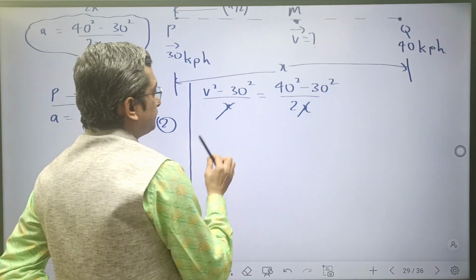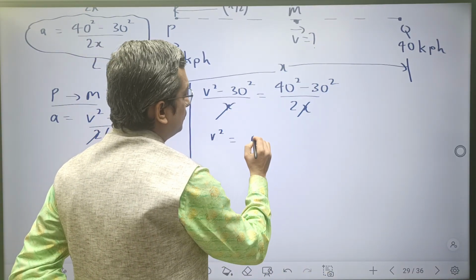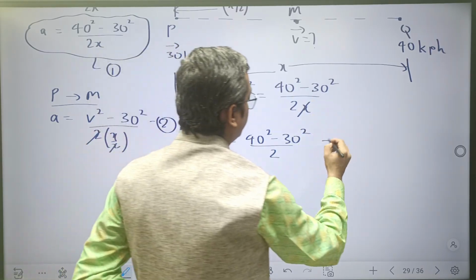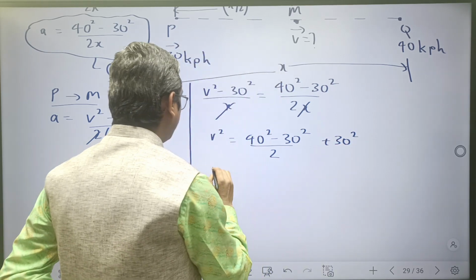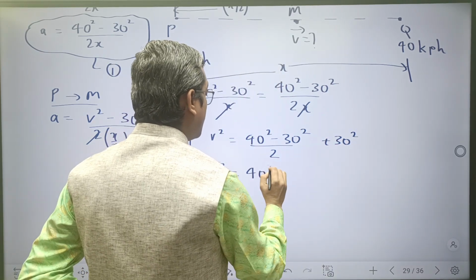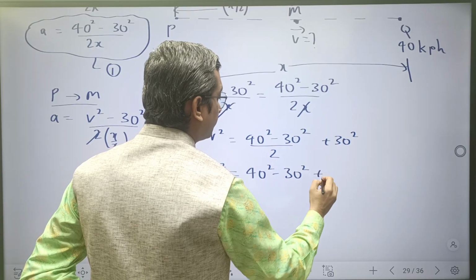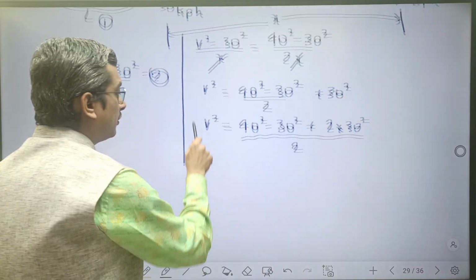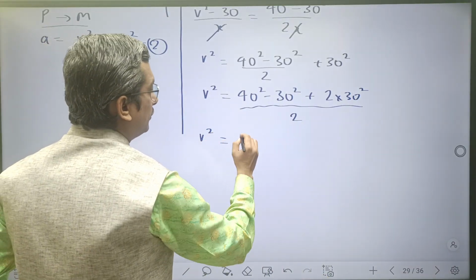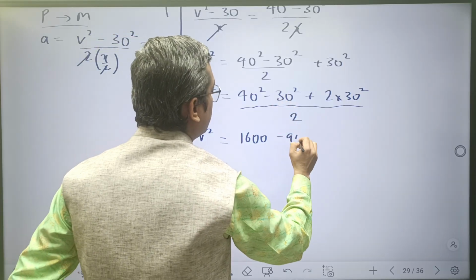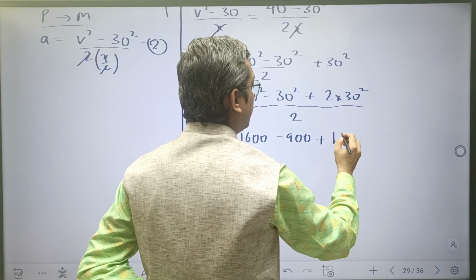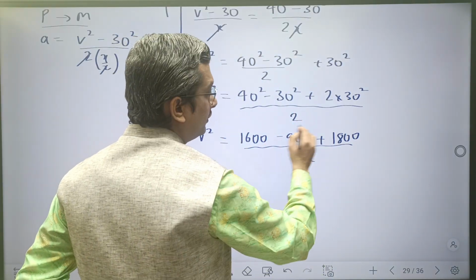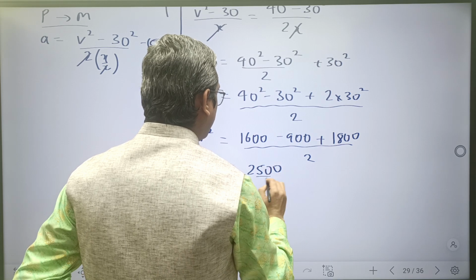So this gets cancelled. So v square is equal to 40 square minus 30 square by 2 plus 30 square plus 30 square. So v square is equal to 40 square minus 30 square plus 2 into 30 square, and the whole divided by 2. On further solving, 40 square is 1600 minus 900 plus 2 into 900 is 1800, divided by 2. So v square is equal to 1600 plus 900, 2500 divided by 2.